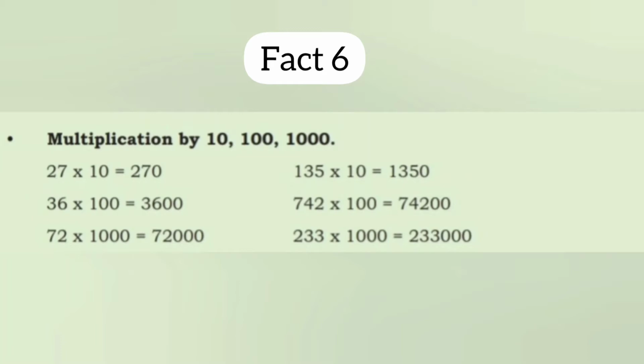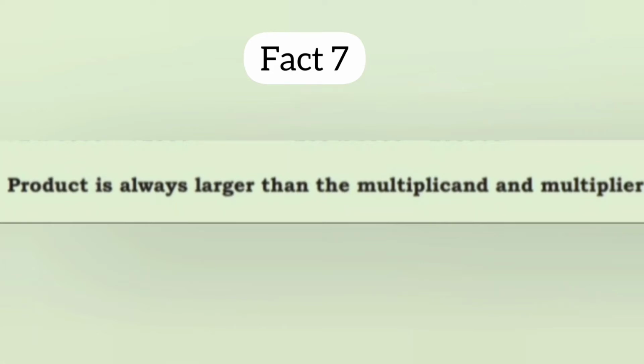Alright, let's go to fact number 7. Product is always larger than the multiplicand and the multiplier. We've seen that in the earlier example, 15 into 4 is 60. You can see that the product 60 is always greater than 15 or 4.